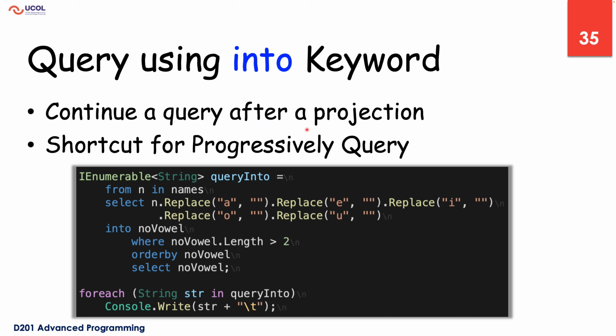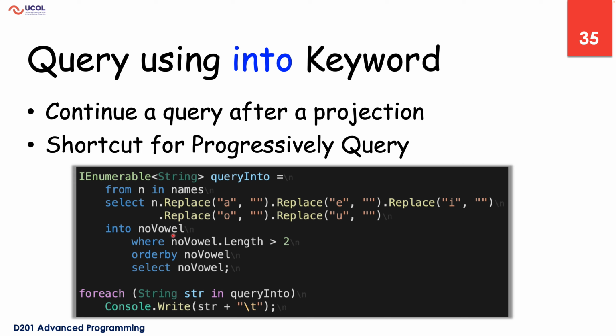Now, continuing a query after a projection is called into. If we write from n in names, we are starting here, and then we select n.Replace, replacing a, e, i, o, u with nothing. It means that we are removing the vowels, and then we say into noVowel.